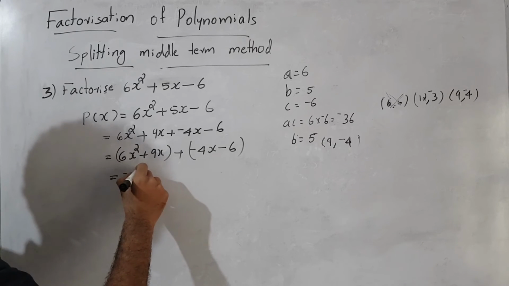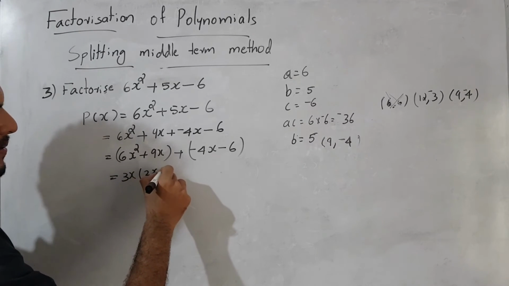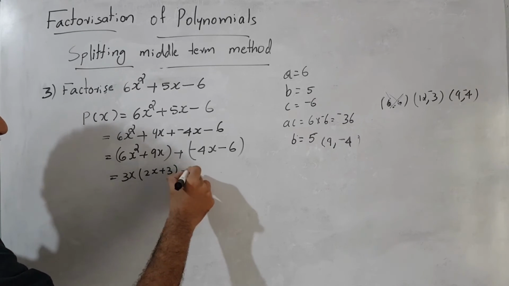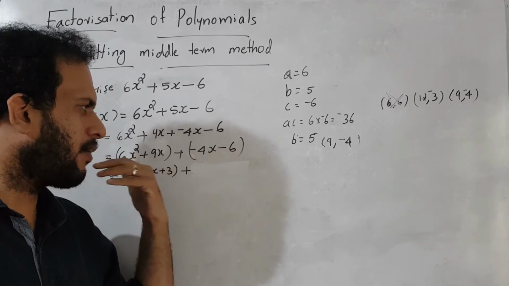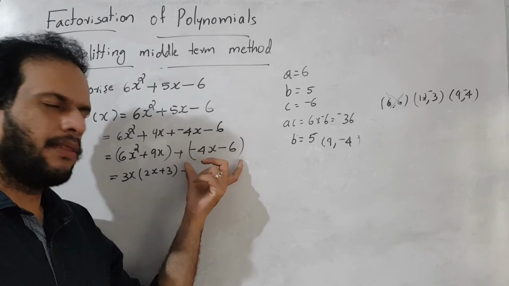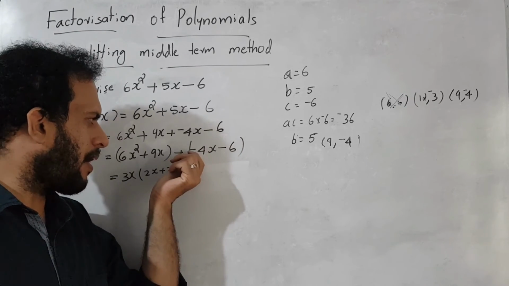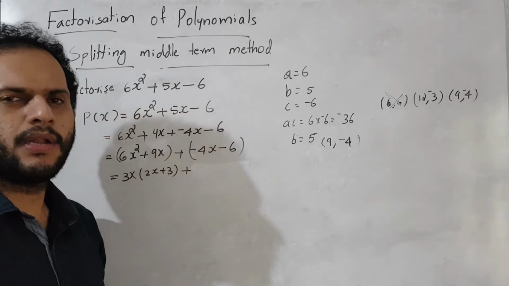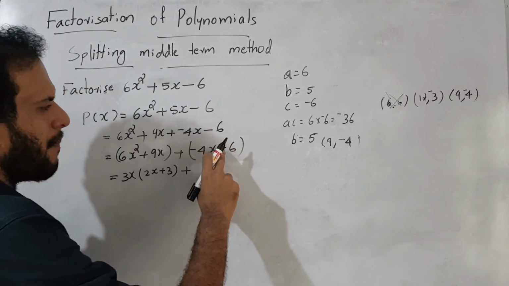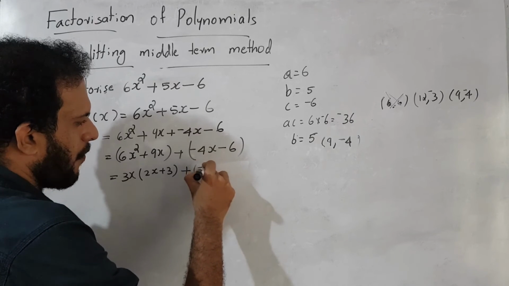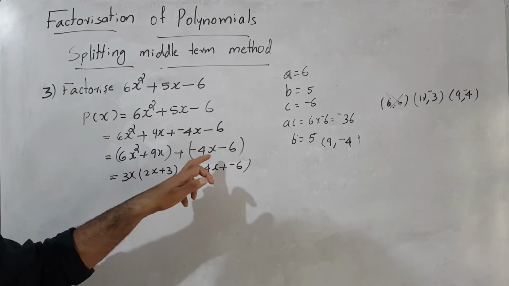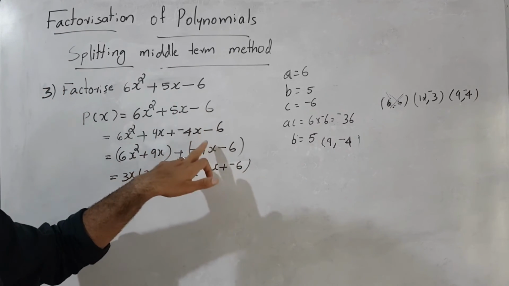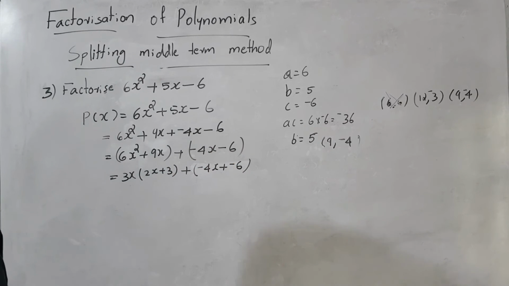Then what is remaining? 2x plus 3. In the second group, in front of the first term there is the minus symbol, and in front of the second one there is also the minus symbol, correct? So we convert it like this: minus 4x plus minus 6. The last term is minus, so we write it as plus minus. Okay, it's not necessary to convert like this.